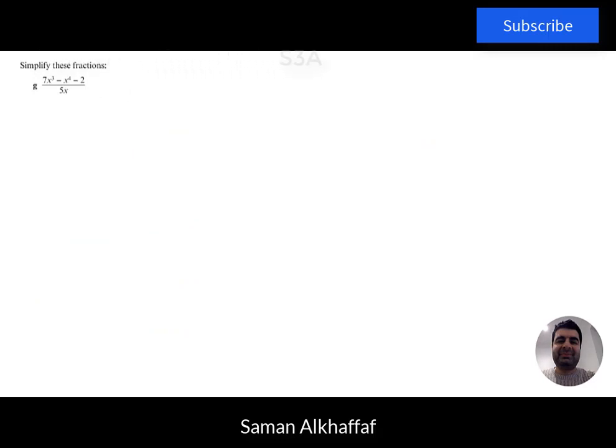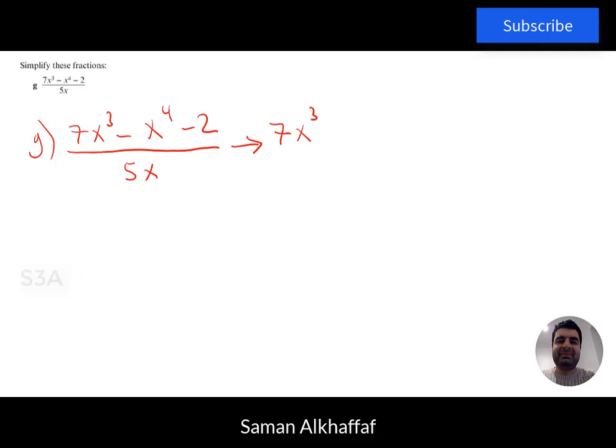In this example, we have the expression shown and we are asked to simplify it to its simplest form. So first we write 7x to the power 3 minus x to the power 4 minus 2 all divided by 5x. So first we divide each term by the common denominator, which is 5x: 7x to the power 3 divided by 5x minus x to the power 4 divided by 5x minus 2 divided by 5x.